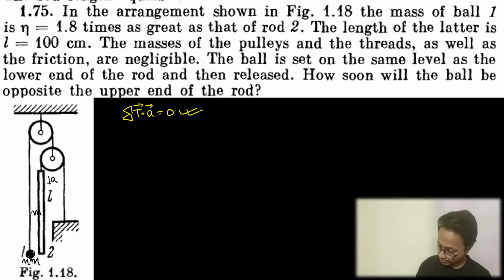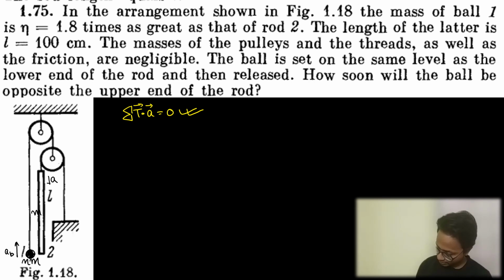Yes. Why? Because unlike the previous question, out here the length of this string plus the length of this string will always remain constant, no matter how the block moves. In the previous question the ring was allowed to slip, but out here the ball is fixed to this wire. So if the acceleration of this rod is A rod, and the acceleration of this ball is A B, what is the relation between the acceleration out here and the acceleration out here?